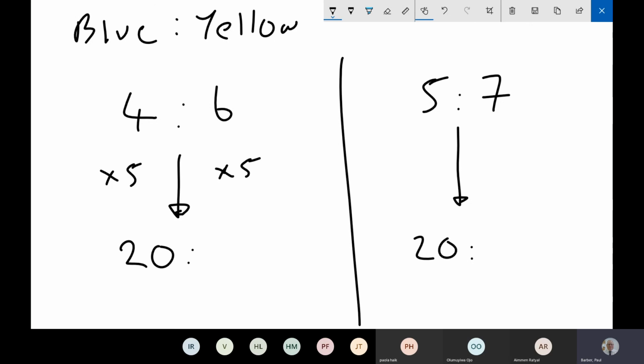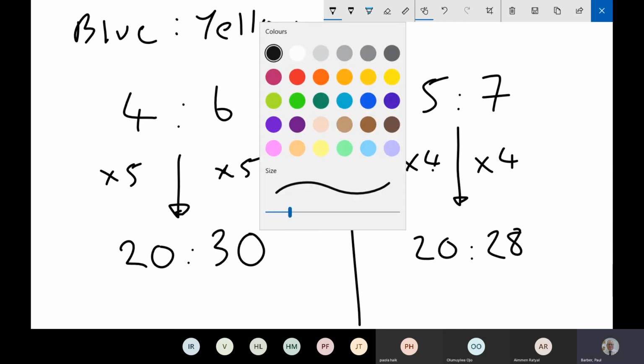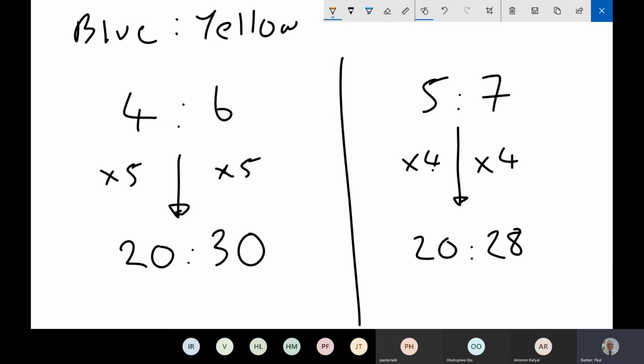So 6 multiplied by 5 is 30. This side, to get from 5 to 20, we need to multiply by 4. And whatever we do to one side, we do to the other. 7 times 4 is 28. So now if we look at our calculations, both of them use 20 parts of blue paint. This one, however, only uses 28 parts of yellow, whereas the one over here uses 30 parts.